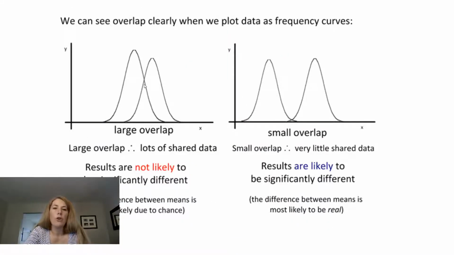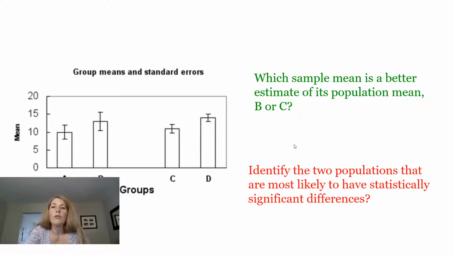So again, if you have a large overlap with your data, with these curves, then there's no significant difference. It's due to chance or randomness. If you don't have a large overlap, the results are likely to be significant, so you accept what we call the alternative hypothesis and not the null hypothesis. Which sample is a better estimate of its population's mean, B or C? If it's a better estimate, it means that it has smaller error bars. So the one with smaller error bars is going to be C.